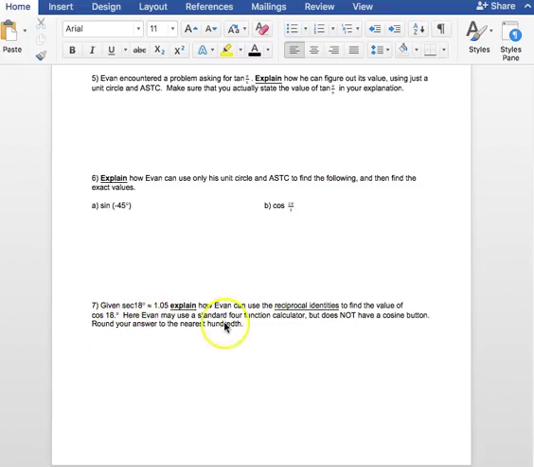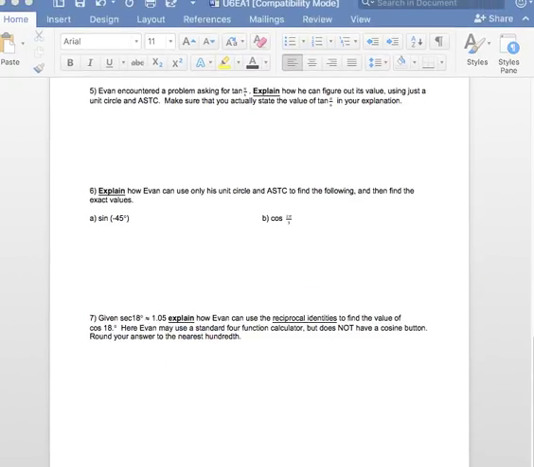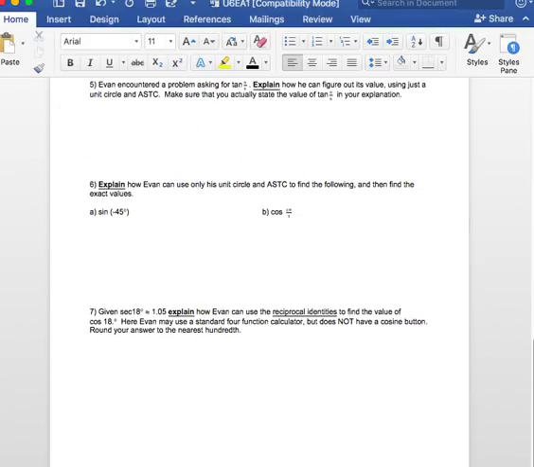And it does say round to the nearest hundredth. So all of these other ones are exact answers. So number 4, 5, and 6, all exact answers. Number 7, you're rounding to the nearest hundredth. Okay. So that covers what you're going to see on the embedded assessment.